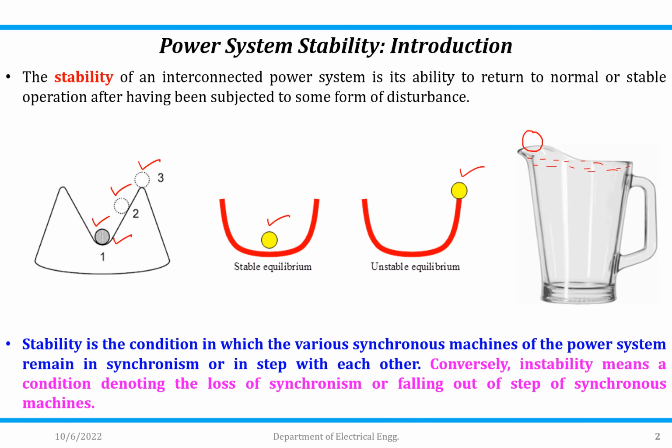So that's why stability is the condition in which the various synchronous machines of the power system remain in synchronism, or in step with each other. Conversely, we can say instability is nothing but a condition denoting the loss of synchronism, or falling out of step, of synchronous machines.